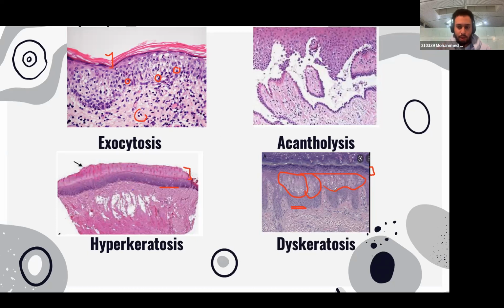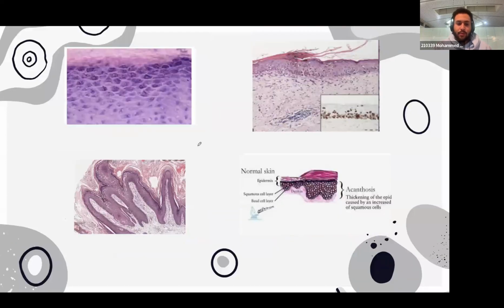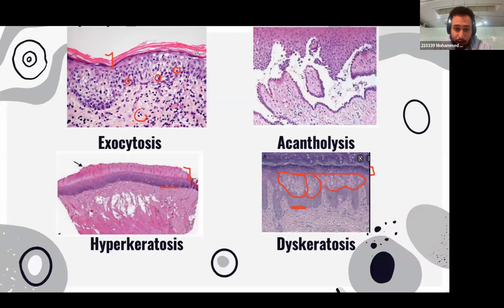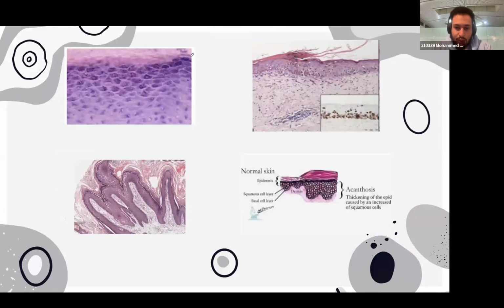Below is the spinosum. Obviously, the lowest layer is going to be the basale. Okay. Now, this picture is high yield. All of these, by the way, are very important to remember. This layer is very thick now. You can see the stratum granulosum is thickened. What do I call this?